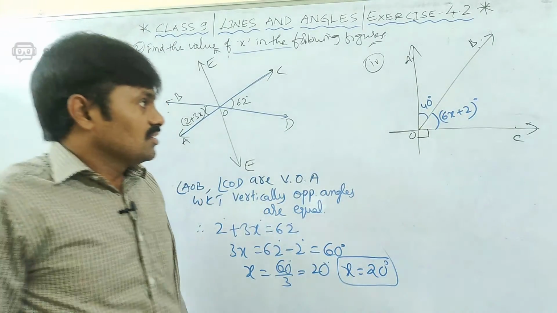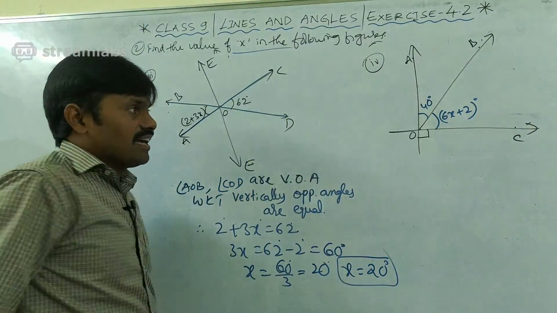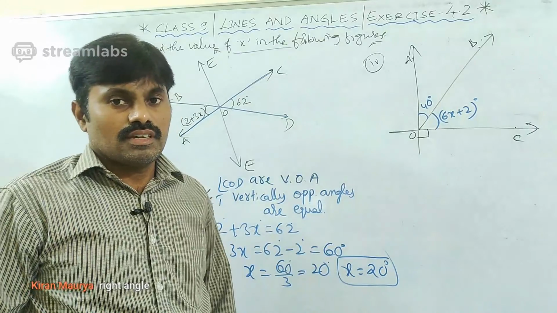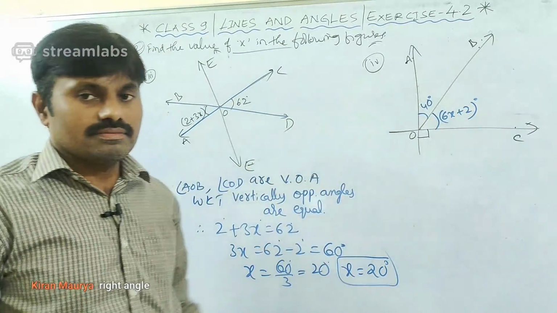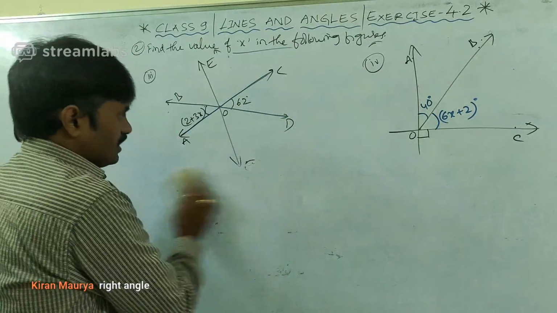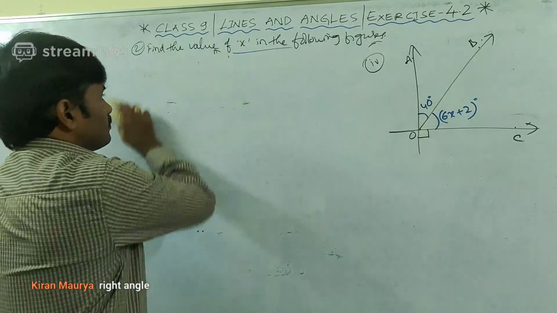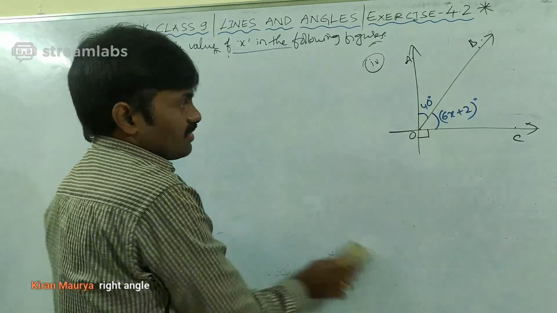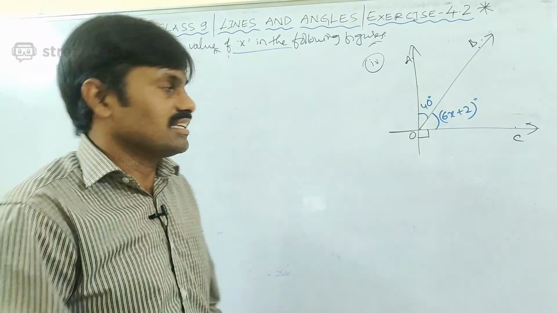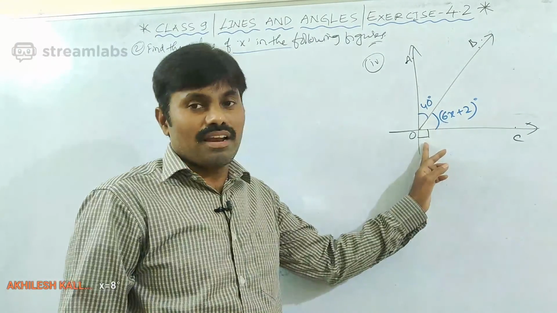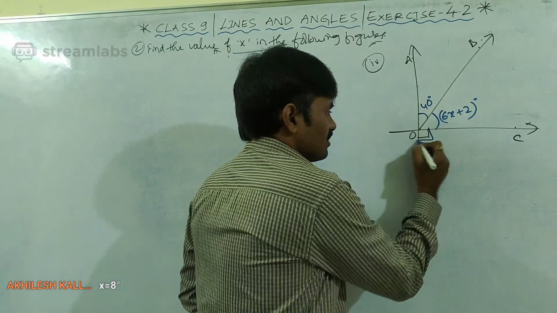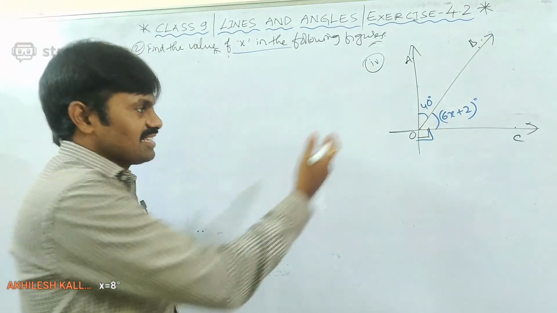Now how do we find the relation between these two angles, 40 and 6x plus 2? Is any hint given in this figure? If yes, what is that hint? The hint is given here: this symbol. The symbol is the hint. What is the meaning of it? It is a right angle.